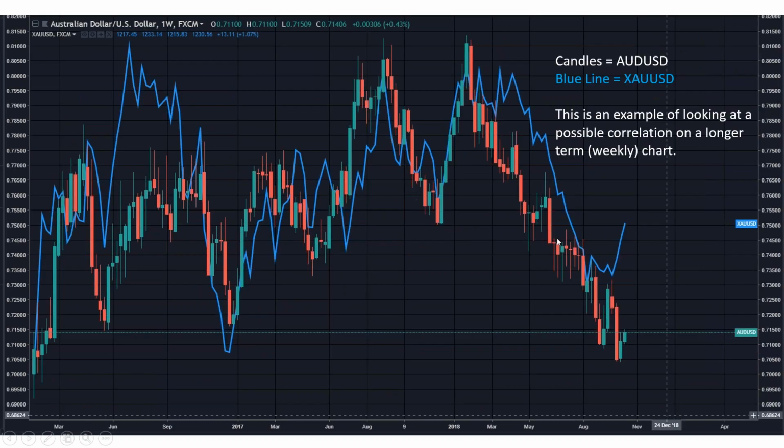And here's a good example of time frames, right? We talked about different correlations working over different lengths of time. This is Aussie dollar and gold. This is an example of looking at a possible correlation on a longer term chart. Aussie dollar also correlates with gold. You'll find gold is really correlated or inversely correlated with a lot of Forex pairs and other markets as well. Aussie dollar is another one.